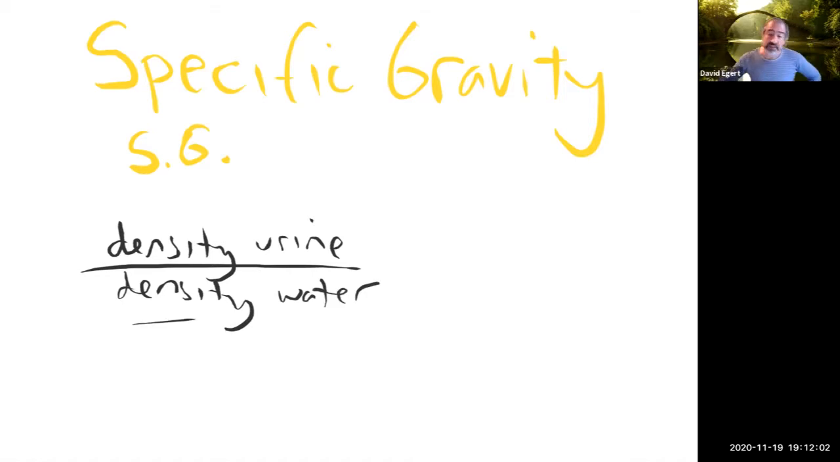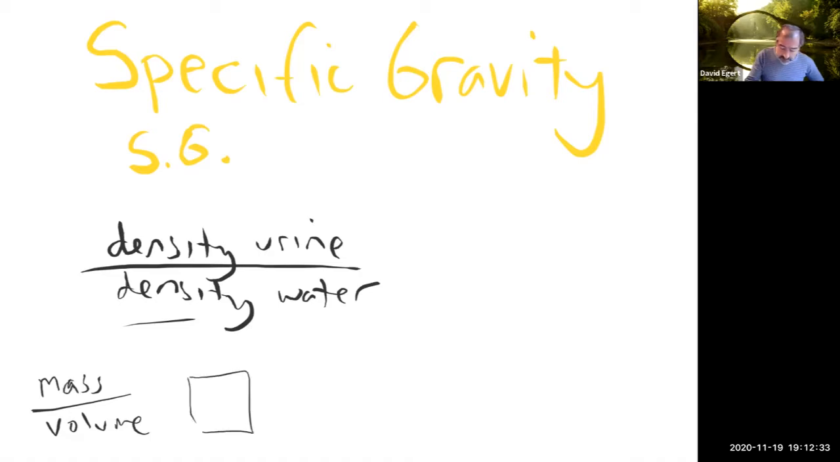And what is density? How tightly packed the molecules are. And what would be the units of density? Grams over milliliter? Yeah, it could be grams over mils. So it's basically going to be mass divided by volume.